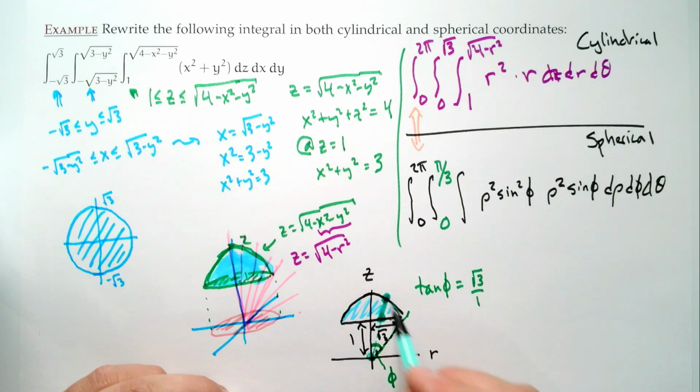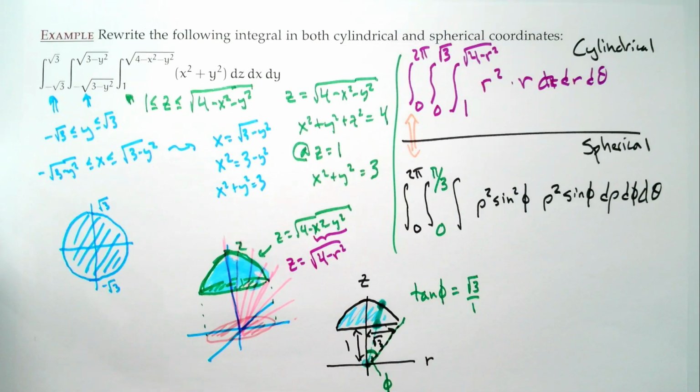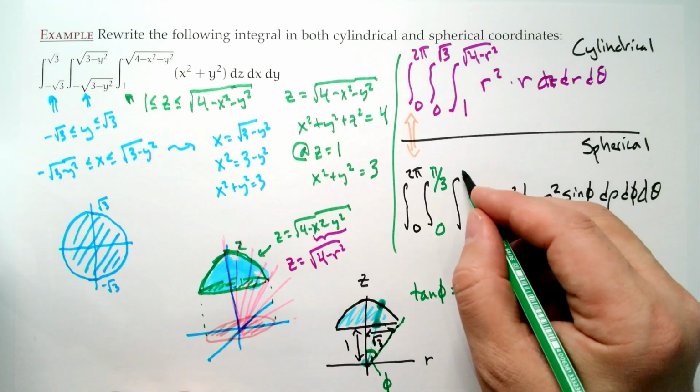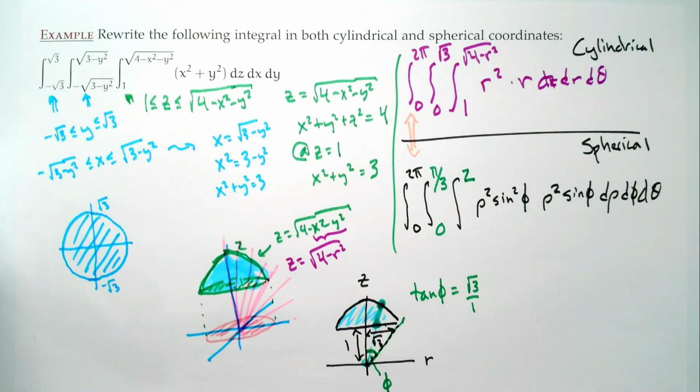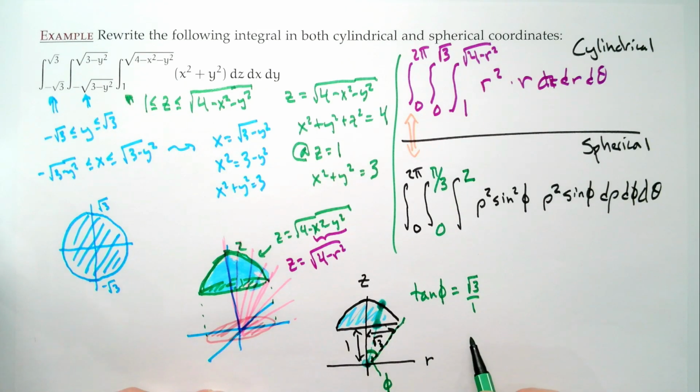Now, the outer surface is the sphere. And spheres, in spherical coordinates, are very nice things. So what will the outer surface be? Rho equals 2. What about the inner surface? What is this surface? Z equals 1. What's another way to say z equals 1? Let's switch it into spherical coordinates. How do I switch z equals 1 into spherical coordinates? Rho cosine phi equals 1, because z equals rho cosine phi.